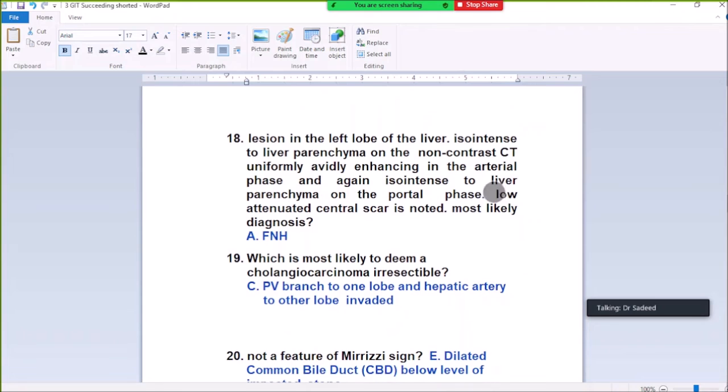Question number 18. Lesion in the left lobe of liver. Isodense to liver parenchyma on non-contrast CT. It is uniformly avidly enhancing in the arterial phase and again isodense to liver parenchyma in the portal venous phase. No central scar. Most likely diagnosis, focal nodular hyperplasia.